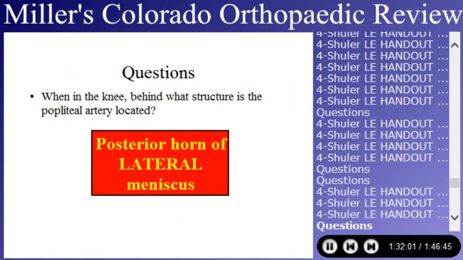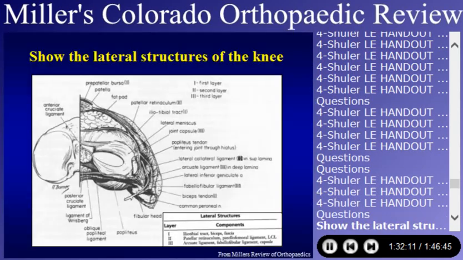When in the knee, behind what structure is the popliteal artery located? Particularly important for debridement or even repair of the posterior horn of the lateral meniscus. I have not seen a test question of recent origin on this. This used to be a big thing on knowing the structure of the knee. I just provided it for historic reasons and so that you can find this out. On the lateral part of your knee, do not forget the popliteus is intra-articular and that this lateral inferior geniculate artery is a key testable item on that lateral portion of your knee.